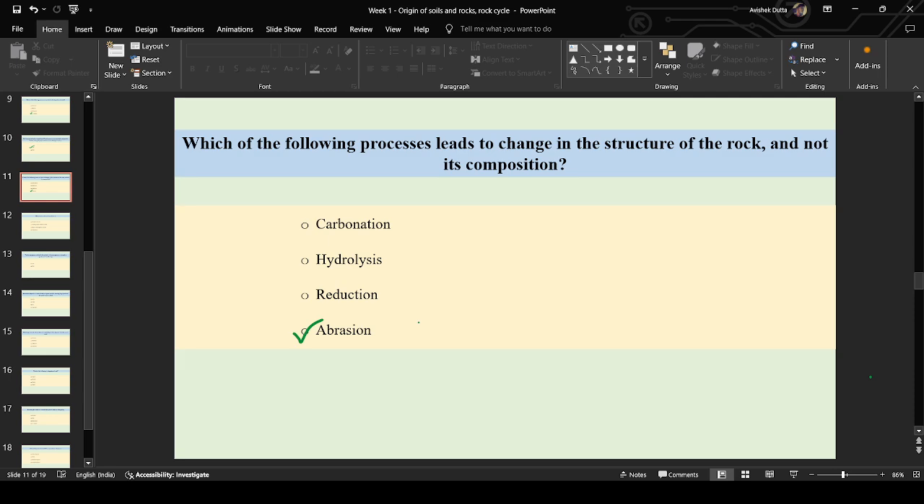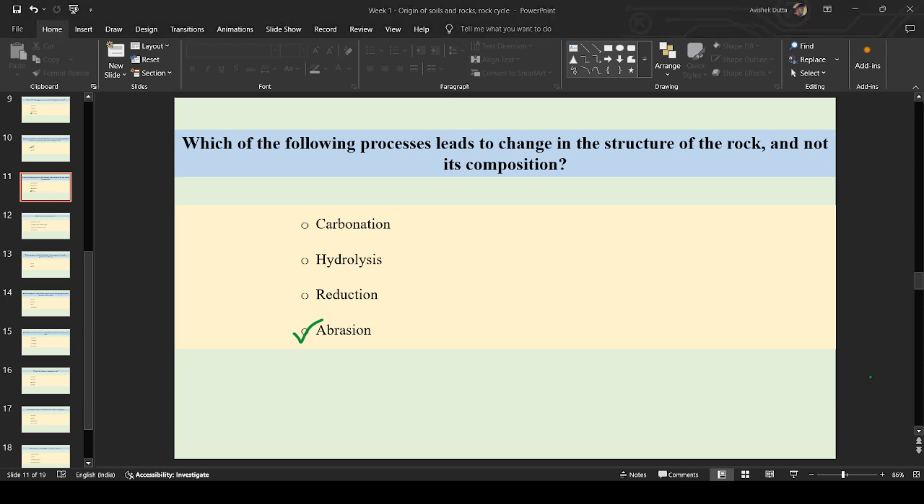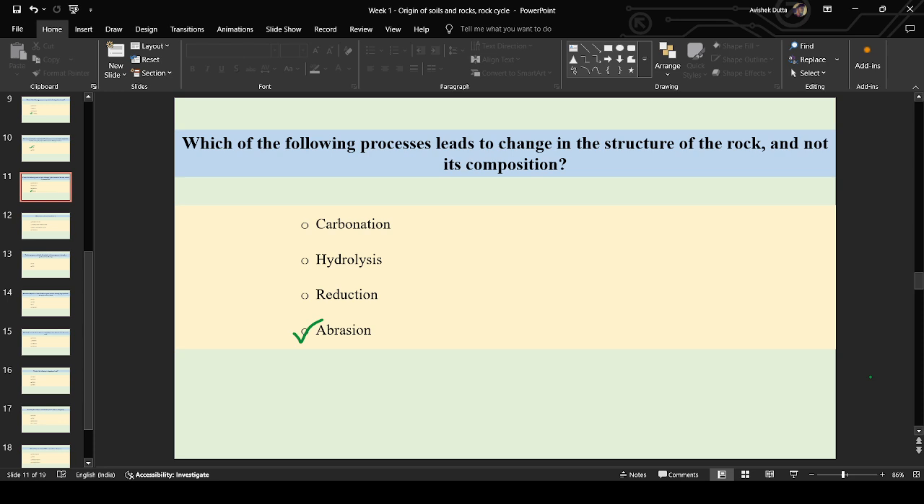But when I'm talking about carbonation, I'm talking about addition of carbon dioxide. Hydrolysis is the breaking down of a compound in the presence of water. Reduction is the removal of oxygen or addition of hydrogen. So these are chemical processes, and any chemical reaction will cause a change in the chemical composition of the rock. By composition in the question I mean chemical composition. So carbonation, hydrolysis, and reduction are chemical reactions that will change the composition. Only abrasion will change the structure of the rock and not the composition. Yes, you are right. The answer is abrasion. I hope it was clear.